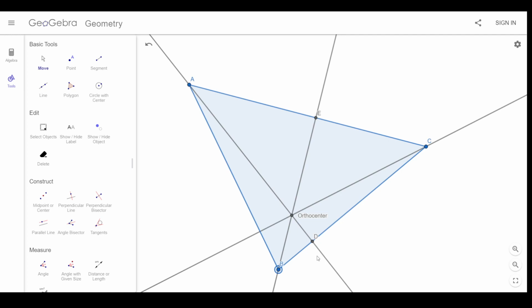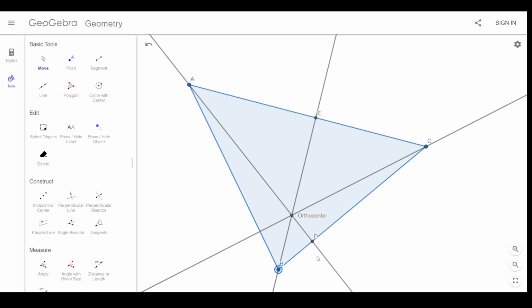So let's review. Circumcenter. How did we find the circumcenter? Perpendicular bisectors of all 3 sides. Okay, everybody got it? What's significant about the circumcenter, though? We said it like 4 times already today. It's equidistant from the vertices. Okay, that's circumcenter. That's not today's.